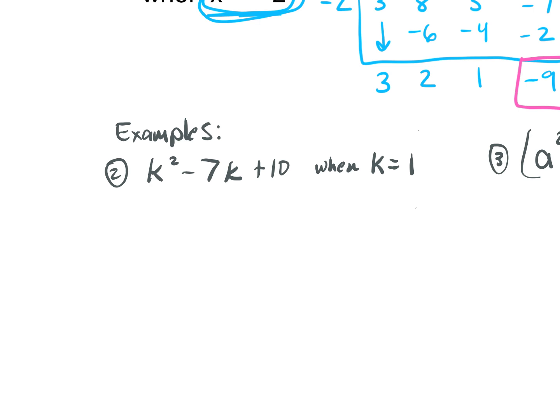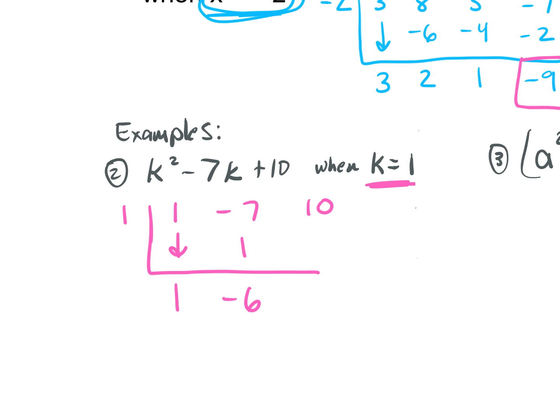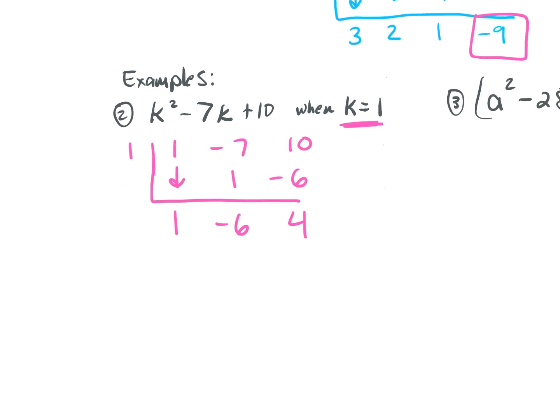So for 2, we're going to do synthetic division again. What's going to go outside the box? 1. Awesome. When it says k equals or x equals, you put exactly what it says outside. What's going to go inside the box? 1, -7, 10. We're going to drop down the 1. What do we do outside? Multiply. So we get 1. What do we do inside? Add. We get -6. Multiply would be -6. Add. We get 4. What's our answer?